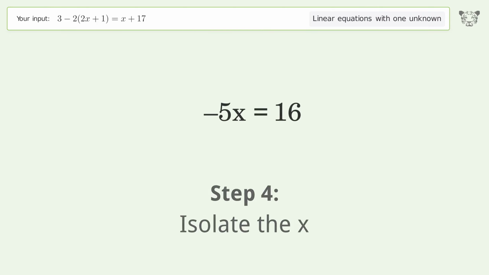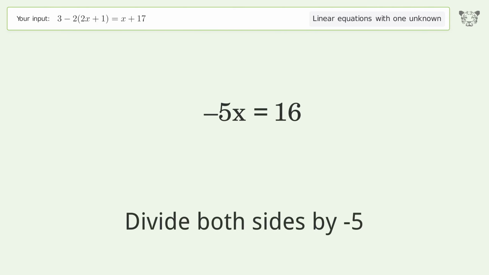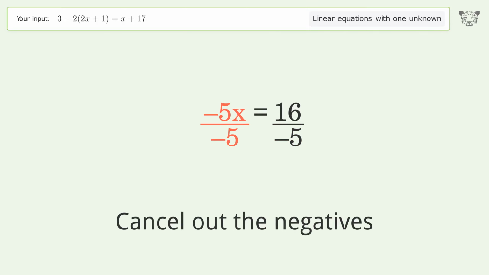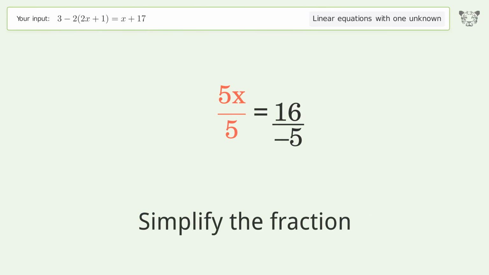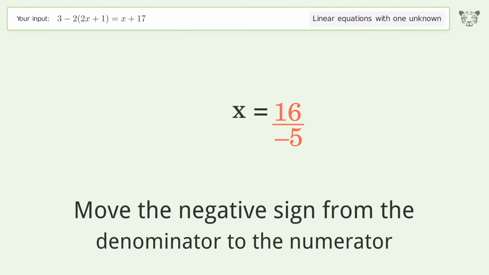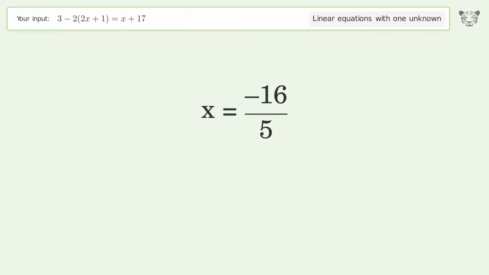Isolate the x. Divide both sides by -5. Cancel out the negatives. Simplify the fraction. Move the negative sign from the denominator to the numerator. And so the final result is x equals -16/5.